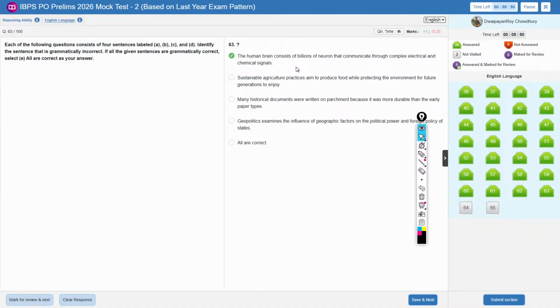My only concern is, is neurons a word of plural? I mean plural of neuron, or is it neuron, or is it uncountable like that? Geopolitics examines the influence of geographical factors on political power and foreign policy of states.